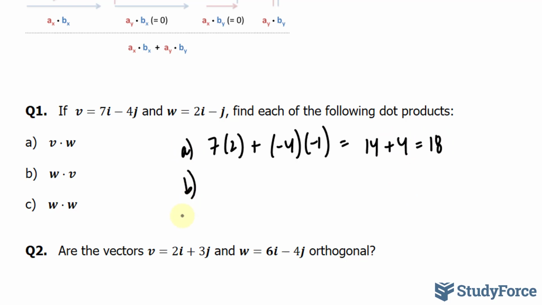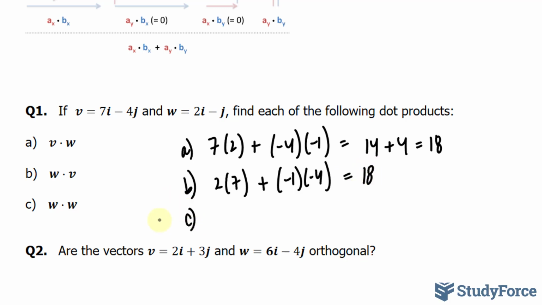Let's try b. This time we want to multiply w times v. When it comes to taking the dot product of two vectors, when you have v times w or w times v, you'll end up with the same product. But just to prove it, taking 2 times 7 is the same thing as 14, plus negative 1 times negative 4 still gives you 18.